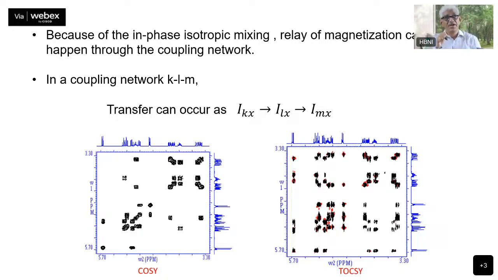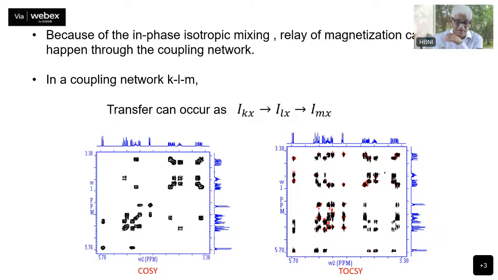You see, you don't need an antiphase magnetization to cause a transfer of magnetization. You transfer IKX to ILX. This is an in-phase transfer. Now, there is no coupling between K and M, but there is a coupling between L and M. Since all the spins are locked at the same time, what prevents the magnetization going from L to M? You cannot prevent that. Therefore, there will be relay of magnetization through the coupling network.